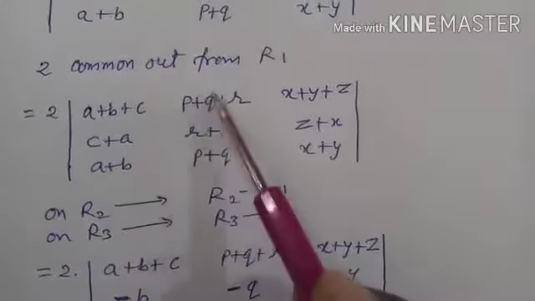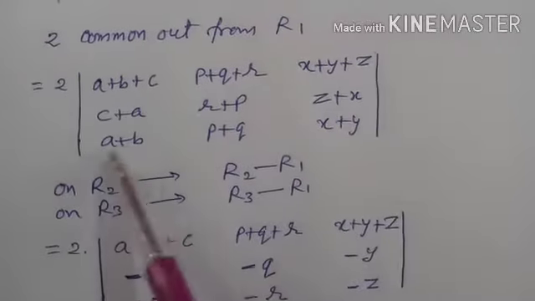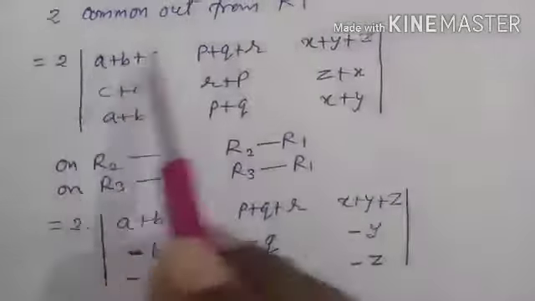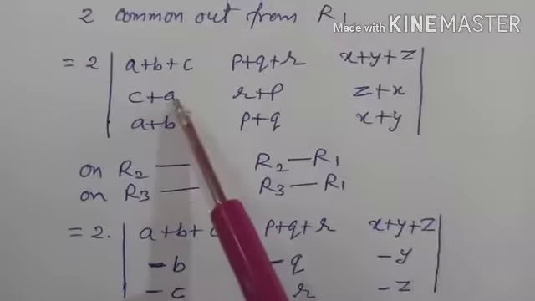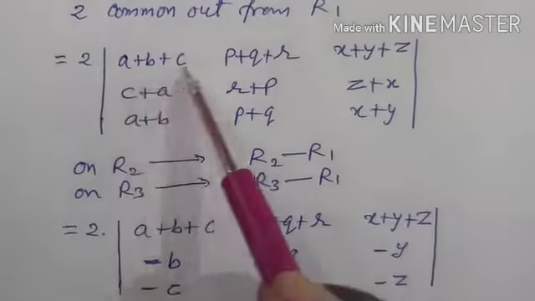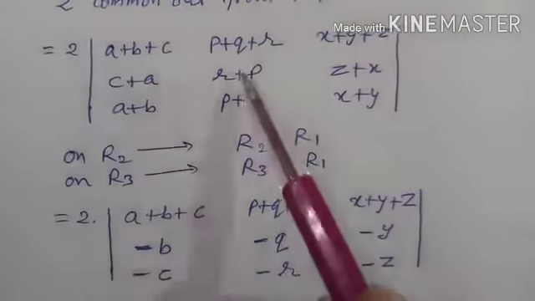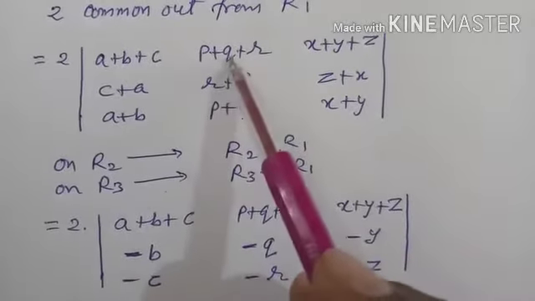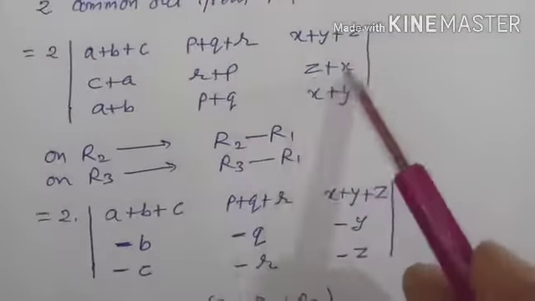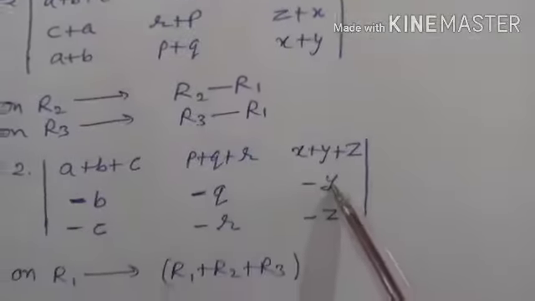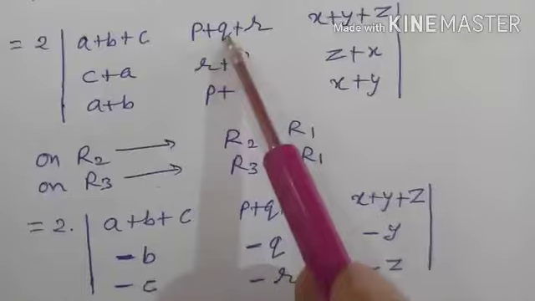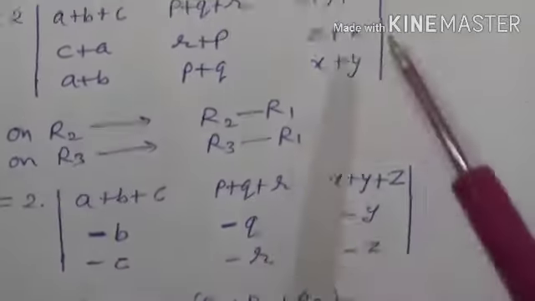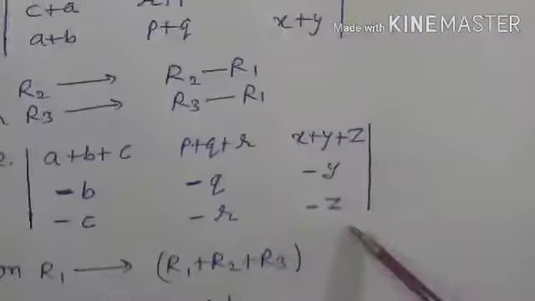So R2 minus R1, this is the first operation, and one more, R3 minus R1. So first row as it is: A plus B plus C, P plus Q plus R, and X plus Y plus Z. Now second row minus first row, so once again C and A cancel out, only minus B remaining. P and R cancel out, only minus Q remaining. X and Z cancel out, only minus Y remaining. Now R3: A and B cancel out, only minus C remaining. P and Q cancel out, minus R remaining. And here X and Y cancel out, only minus Z remaining.